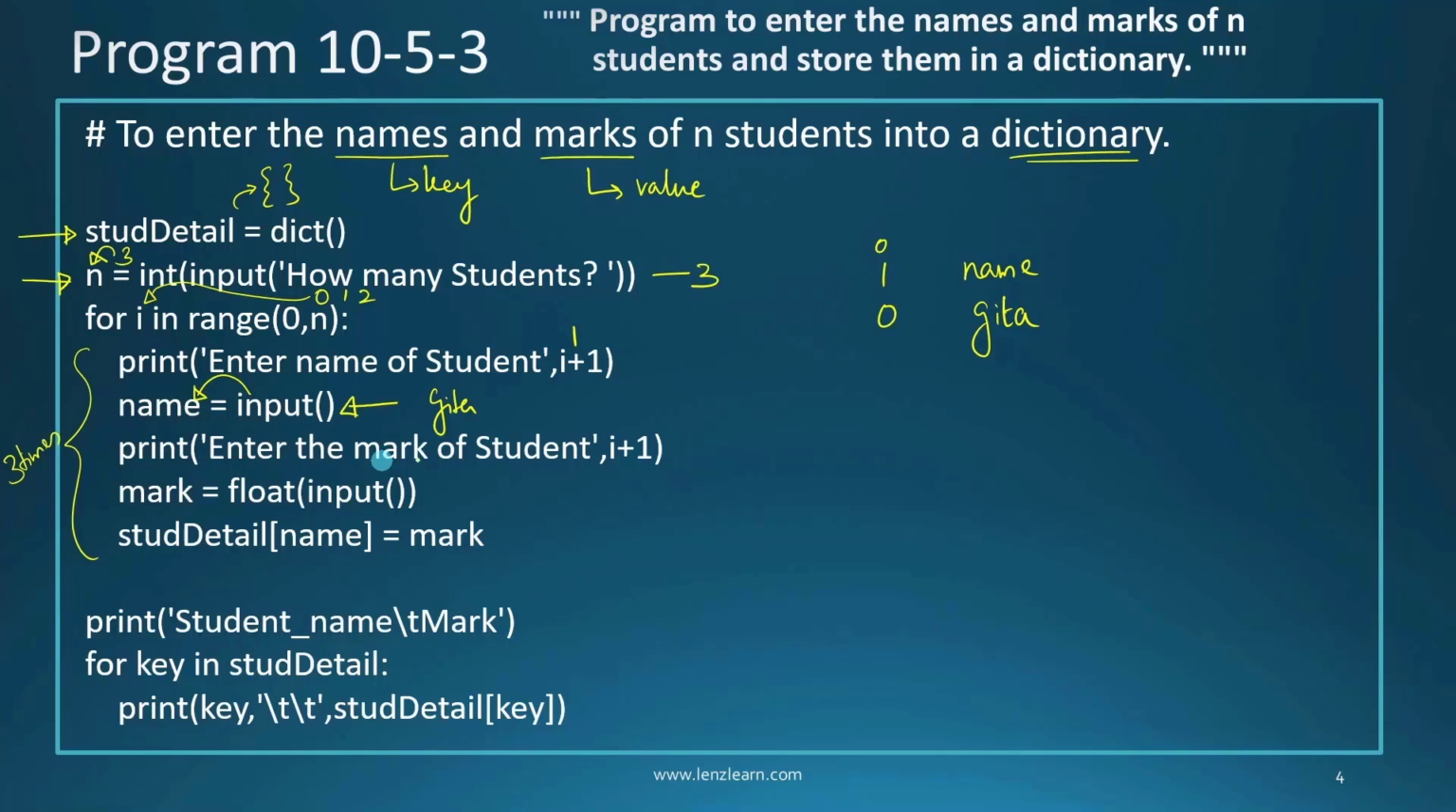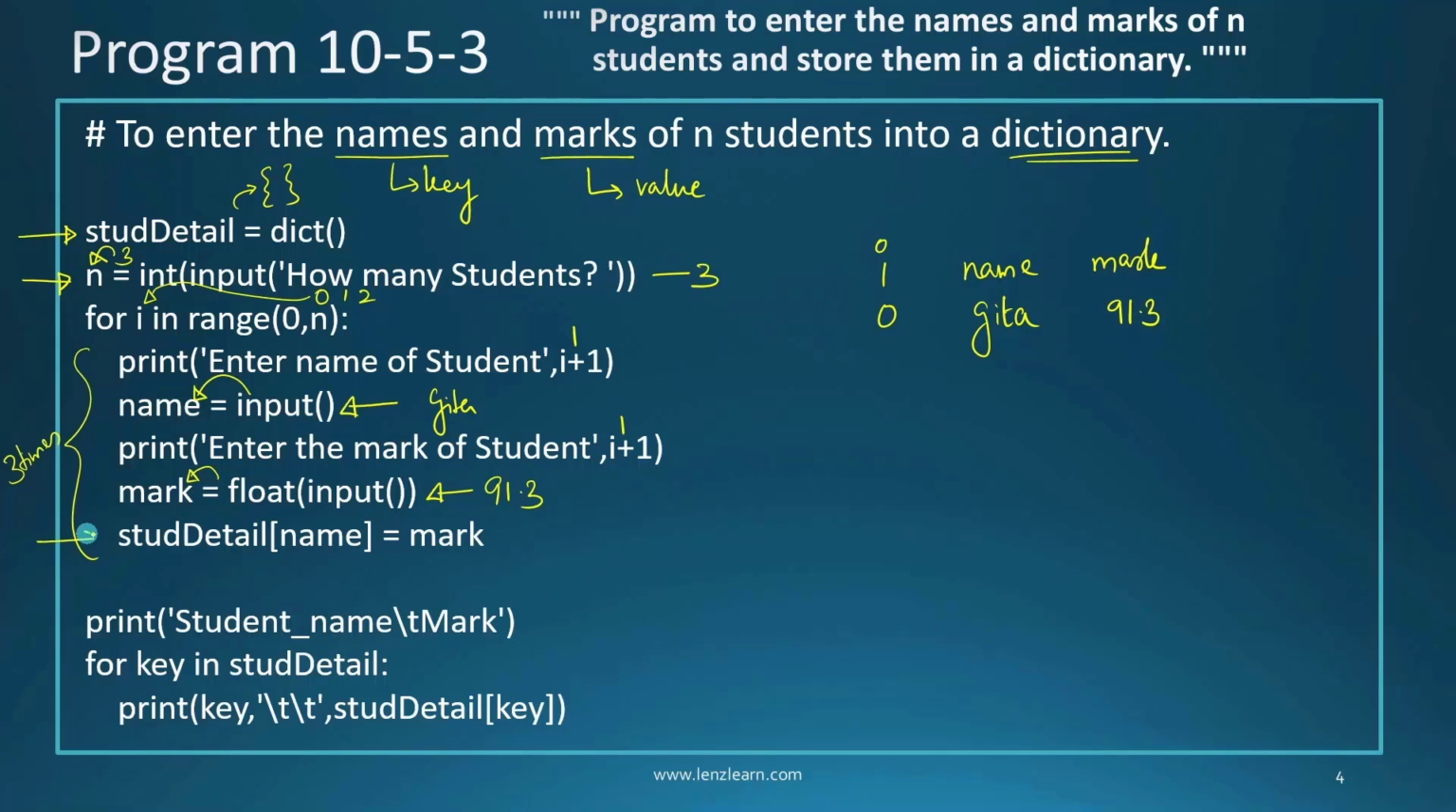After that I will print, enter the mark of student 1. Then whatever mark you enter will be converted to a float. So I can enter a decimal value if you want. So I will enter 91.3. That will be stored into variable mark. So right now variable mark will have value 91.3.